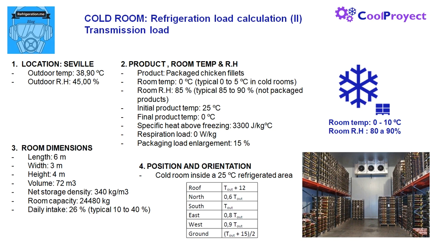Another thing to know is position and orientation. Usually cold rooms are inside a refrigerated area, as is the case, but we have to set the ground temperature. In this table, I offer you some simple formulas to modify outdoor temperature according to orientation. For example, we can estimate ground temperature as outdoor temperature plus 15, all divided by 2.